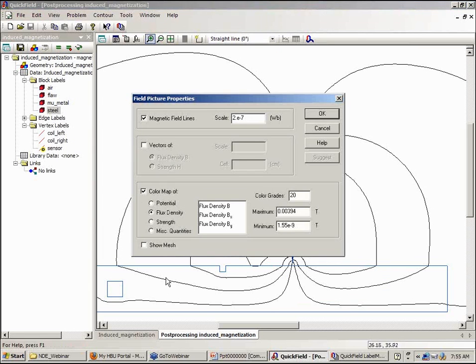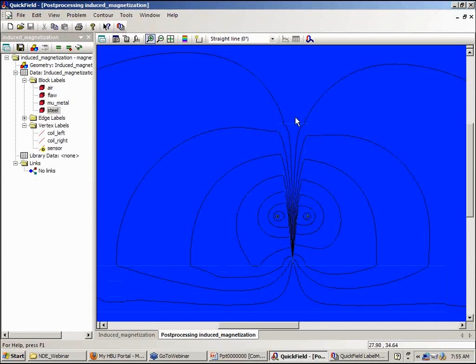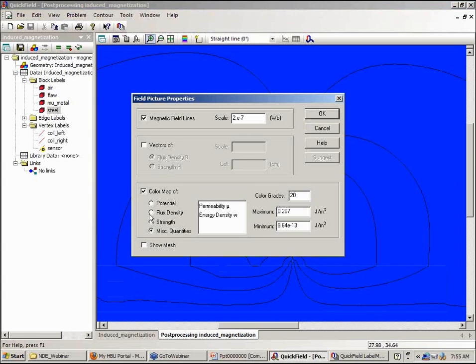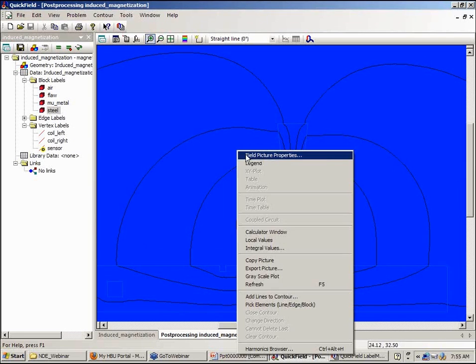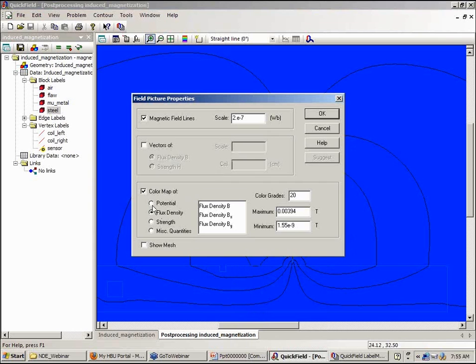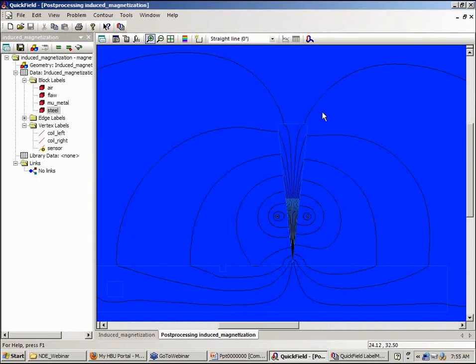We can make a magnetic field plot, various quantities such as the energy density. Okay. Flux density. Vector potential.